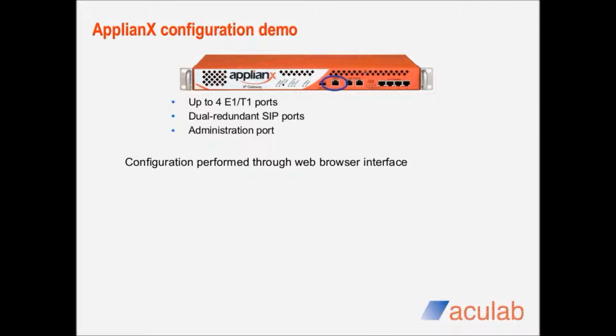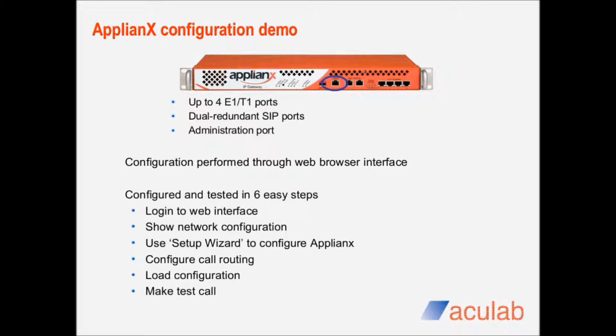We're going to now go through 6 easy steps to both configure and test our appliance setup. Those are logging into the web interface. I'll then show you where you can change the network configuration. We'll then use what's called a setup wizard to create an initial configuration for the appliance. We'll then go and tweak the call routing for that configuration, load the configuration onto the appliance, and then finally make a test call. It's that simple to configure an appliance.